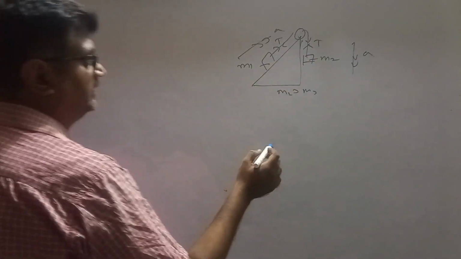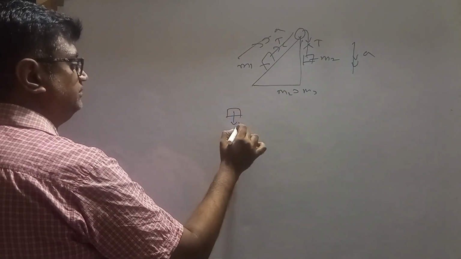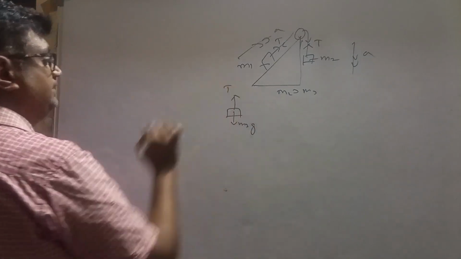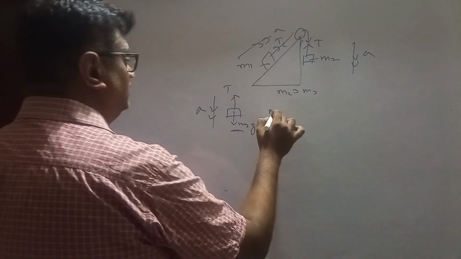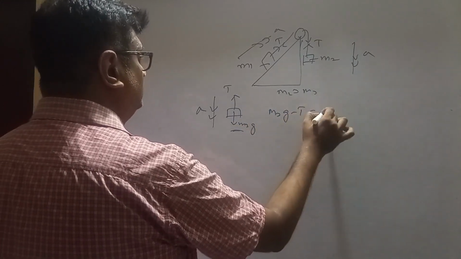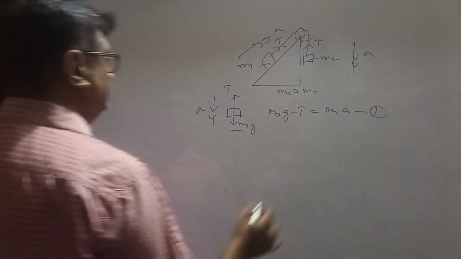So let us write the free body diagram for M2. It will be M2G and this will be T. It is going down with acceleration A, so this force will be bigger. So M2G minus T is equal to M2A, equation 1.